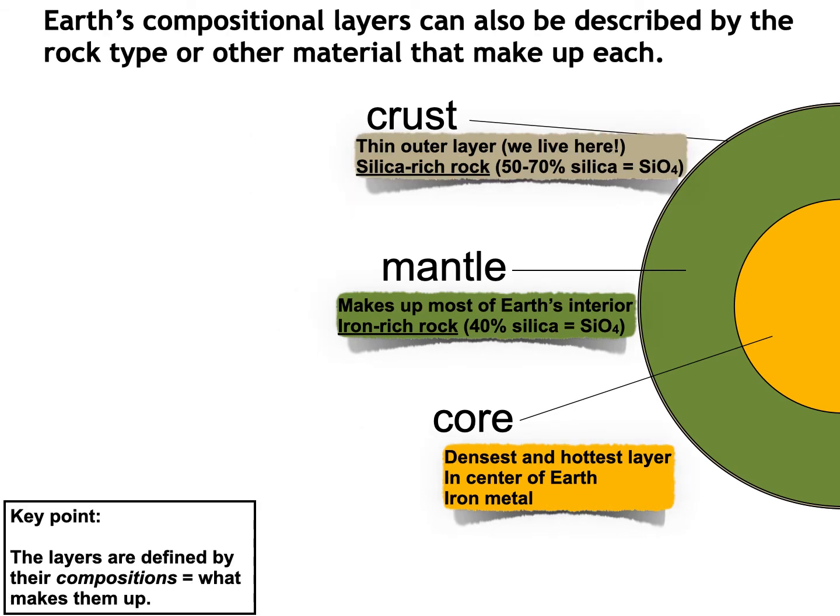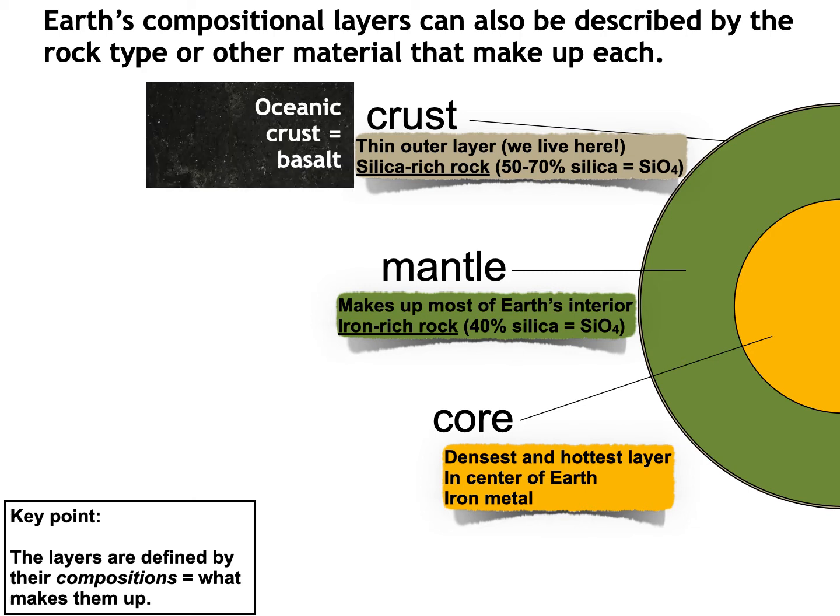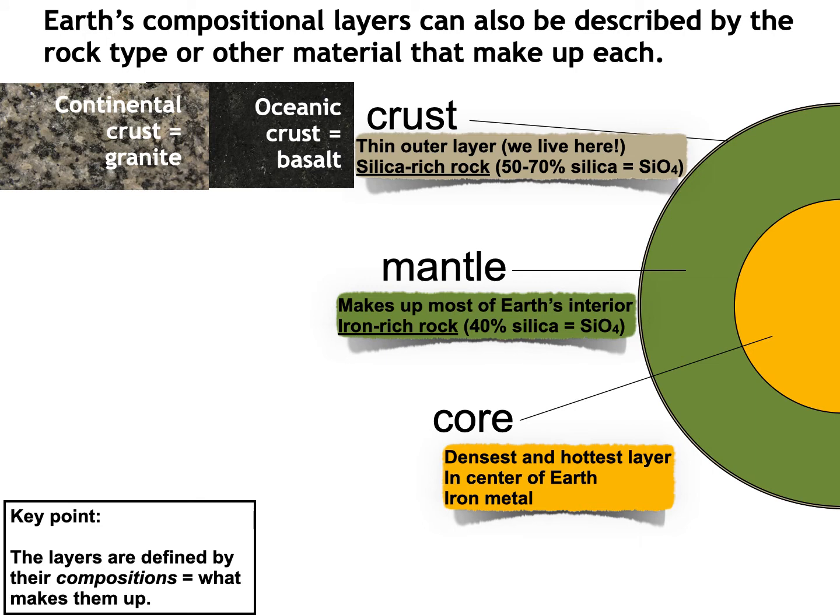Another way we can describe the Earth's compositional layers, the crust, mantle, and core, is by the type of rock that makes them up. There's actually two varieties of crust, one that makes up the continents and one that makes up the ocean floor. The continents, or continental crust, is made up mostly of the rock granite, and the oceanic crust is mostly the rock basalt. You've probably seen granite in gravestones or countertops or other kinds of monuments. It's often black, white, gray, and pink crystals making it up. Basalt is what you've seen in lava flows, dark brown to black fine-grained rock.